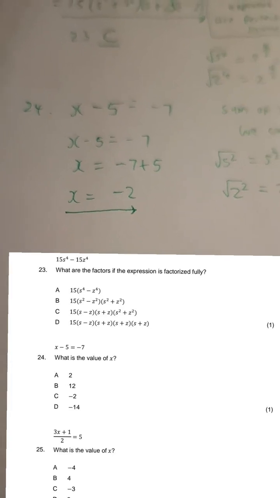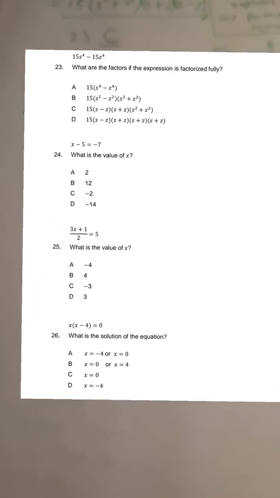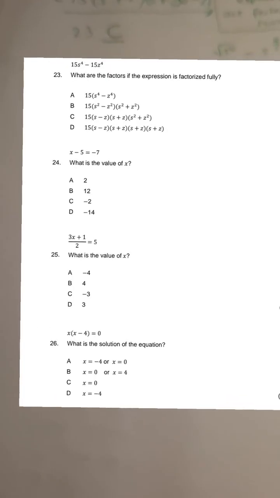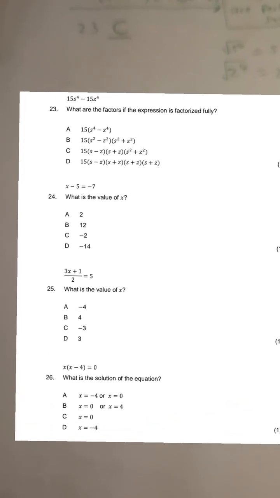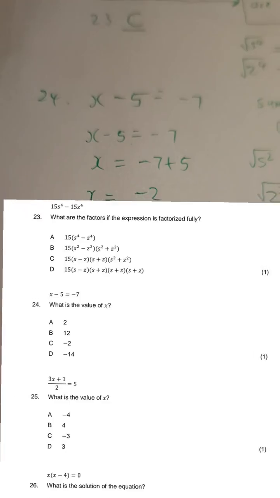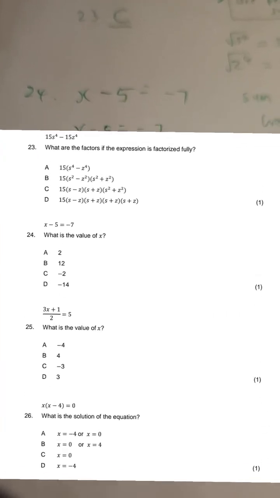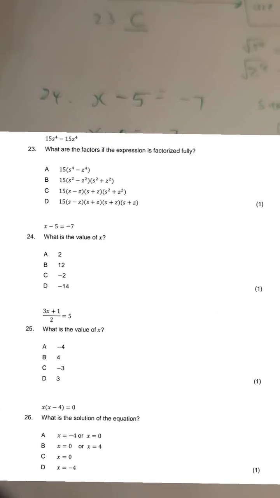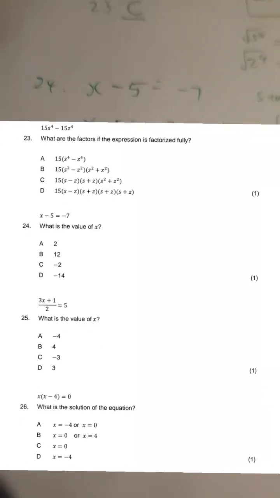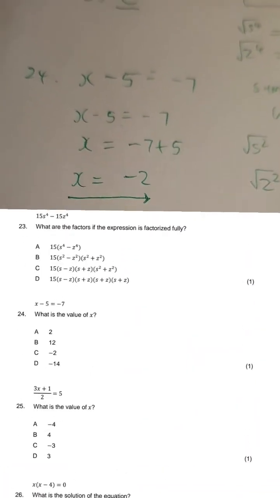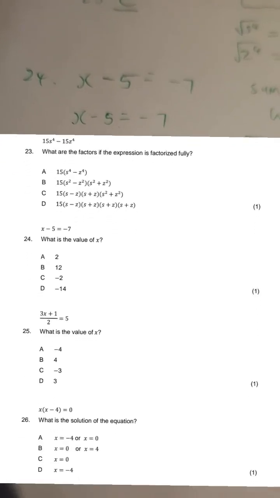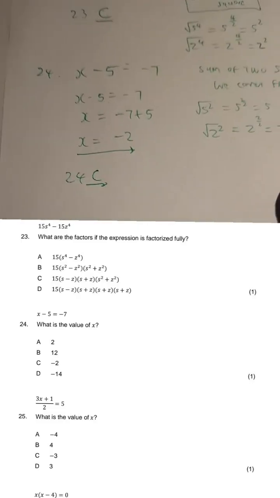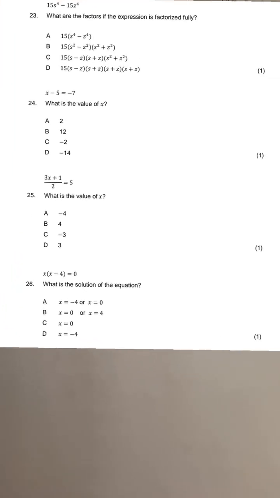So if we go to our options, guys, what is the value of x? Is it A, 2? B, is it 12? C, is it negative 2? D, is it negative 14? I'm sure, guys, we can clearly see that our x value here can be none other than negative 2. So from the options for our multiple choice, it is C. Okay, so 24 is definitely going to be C. Okay, moving right along.